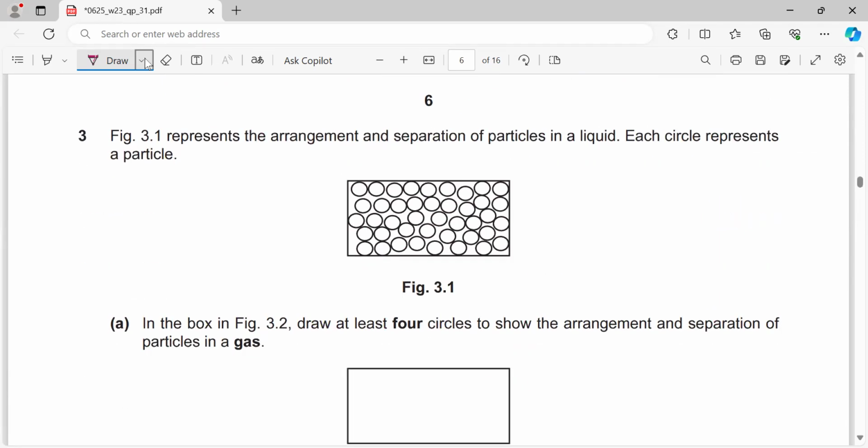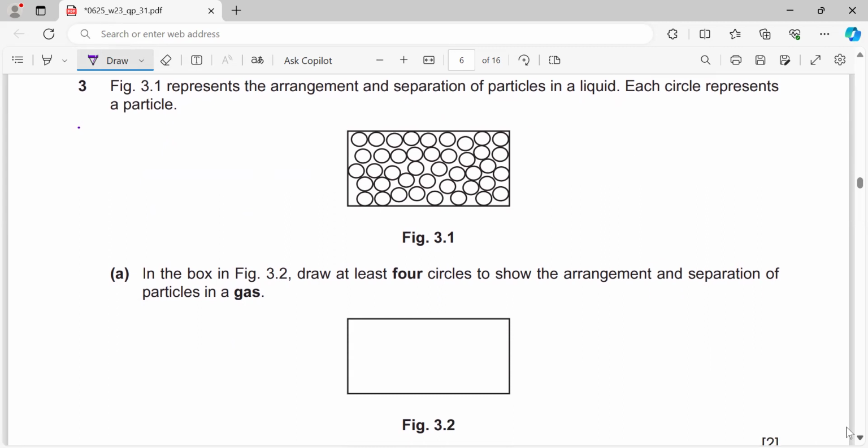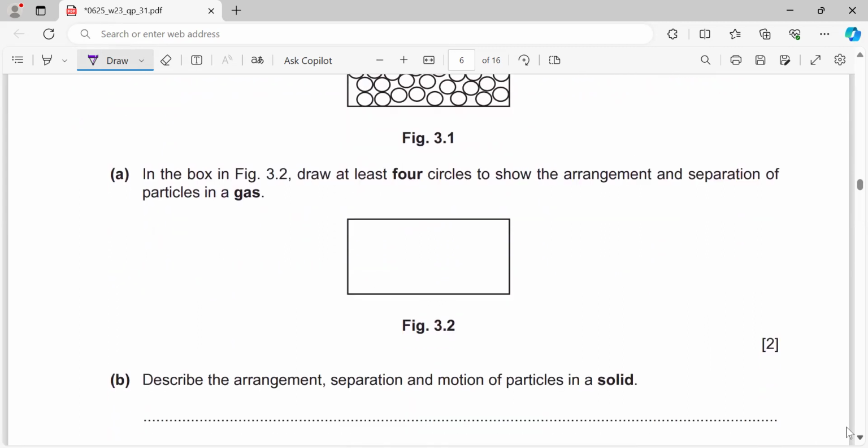Number 3, figure 3.1 represents the arrangement and separation of particles in a liquid. Each circle represents a particle. In the box in figure 3.2, draw at least 4 circles to show the arrangement and separation of particles in a gas. I'm going to draw 5: 1, 2, 3, 4, 5. Okay, these are particles in a gas.